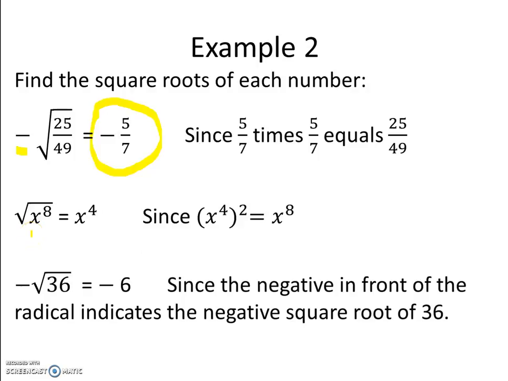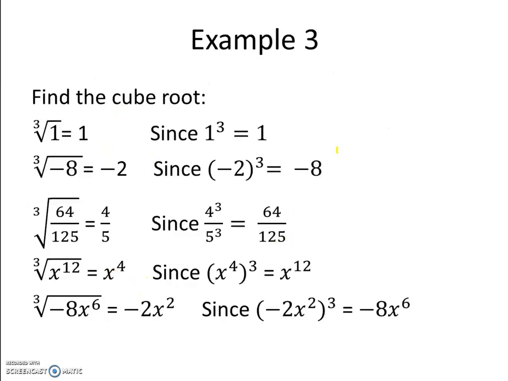The second one, we have the square root of x to the 8th, which equals x to the 4th. We can check that by taking x to the 4th and squaring it, and we get back to x to the 8th. Since we know the square root of 36 is 6, this negative out in front of the square root of 36 makes our answer a negative 6, since the negative in front of the radical indicates the negative square root of 36.